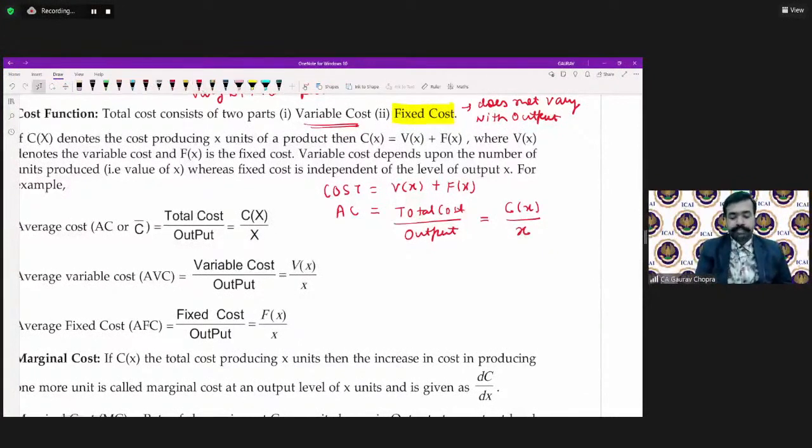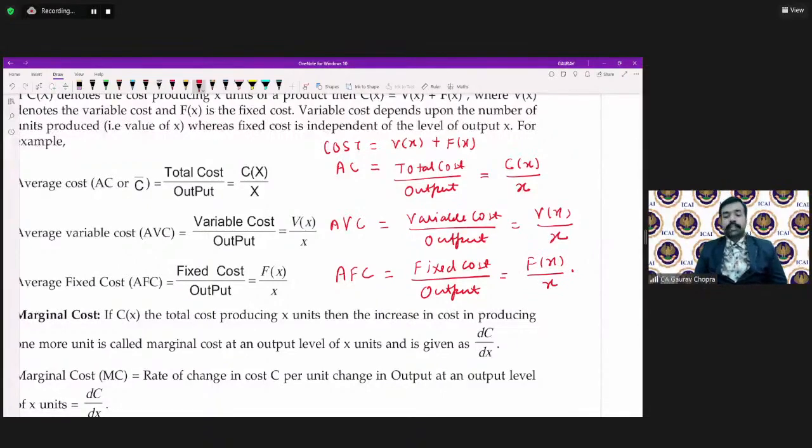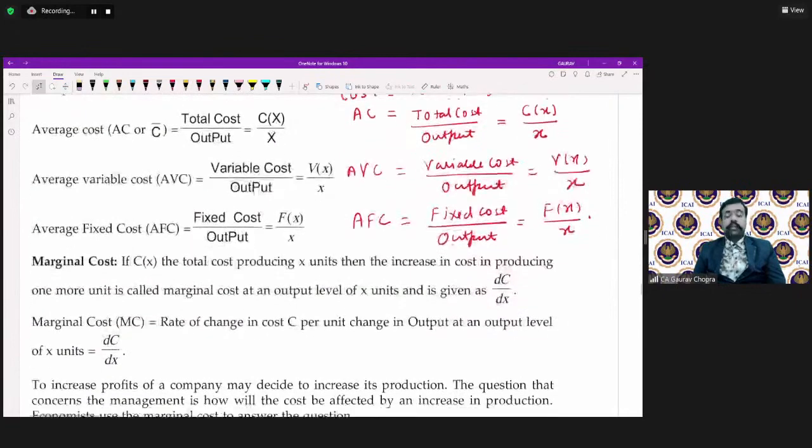Similarly, we can find out the average variable cost. Average variable cost means variable cost divided by output. So variable cost can be denoted as V(x) divided by output x. And AFC, average fixed cost. Average fixed cost means fixed cost divided by output again, which is equal to F(x) divided by x. F(x) upon x. So this is average fixed cost. So this is the concept which we have discussed.